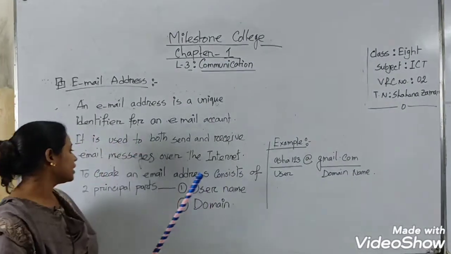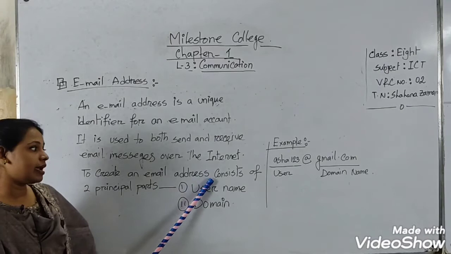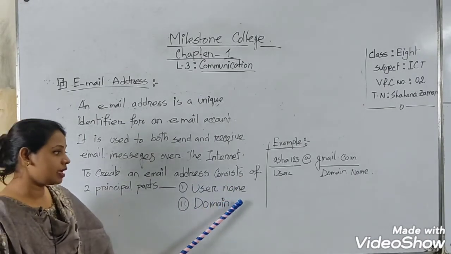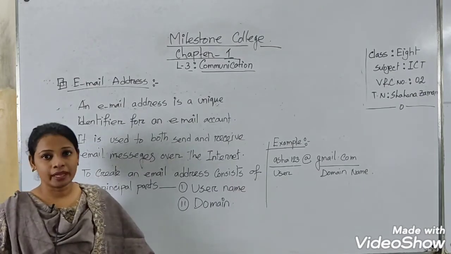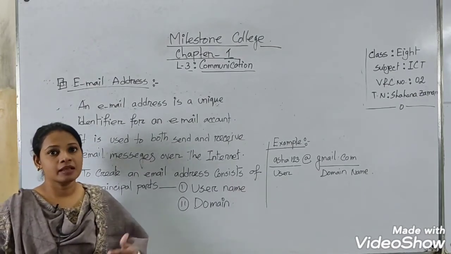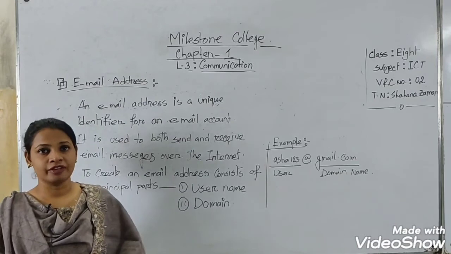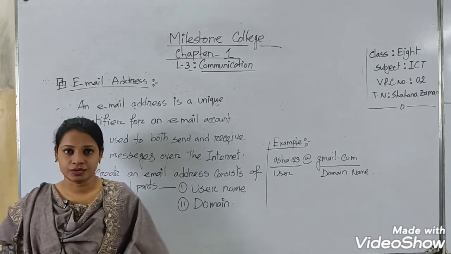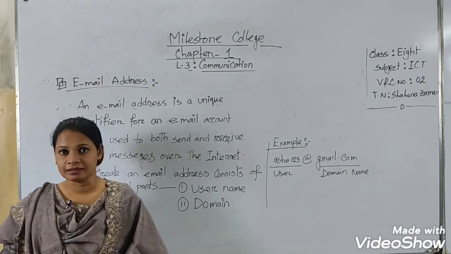So an email address consists of two principal parts. One is the username, another one is the domain name. And email is the most popular service nowadays. You can communicate with your nearest one or dearest one. Is it clear?